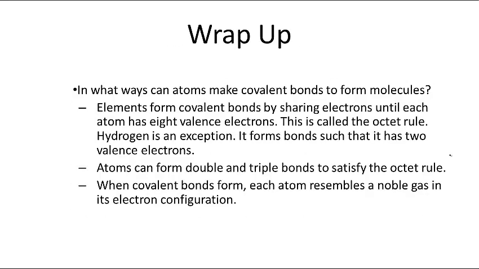All right, so coming back to the question, in what ways can atoms make covalent bonds to form molecules? Well, they form covalent bonds by sharing electrons until the octet rule is satisfied. Again, hydrogen is an exception. Atoms can form double and triple bonds to satisfy the octet rule. And when covalent bonds form, each atom resembles a noble gas in its electron configuration.